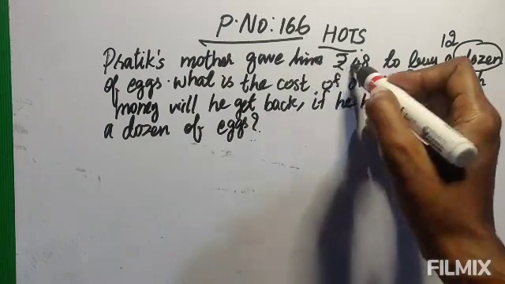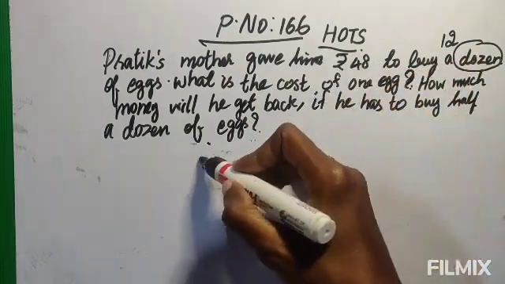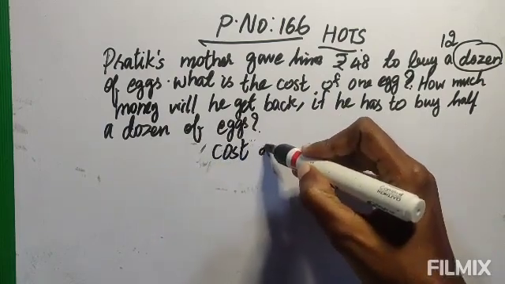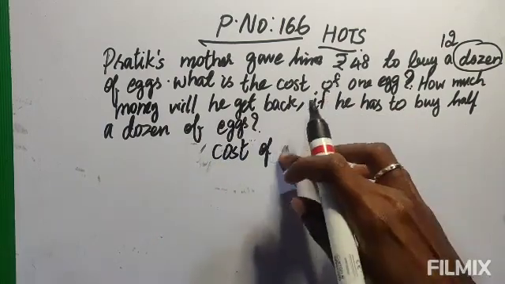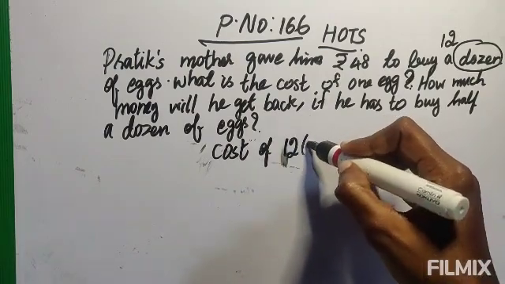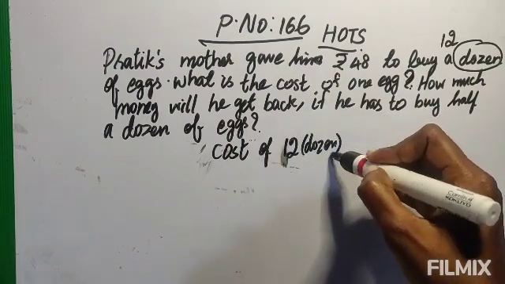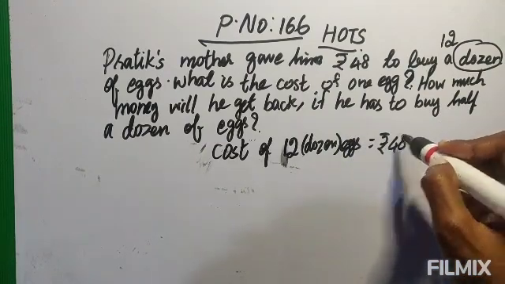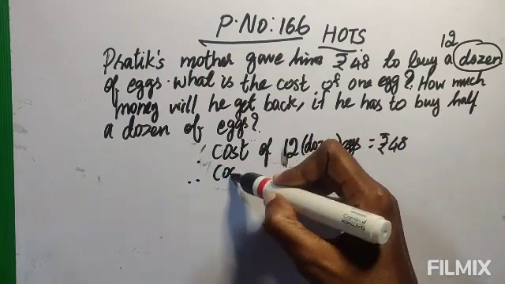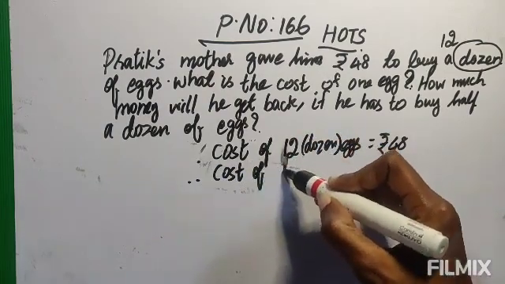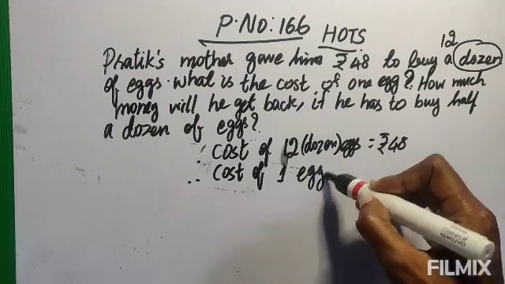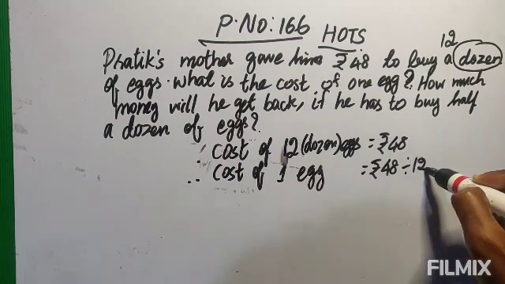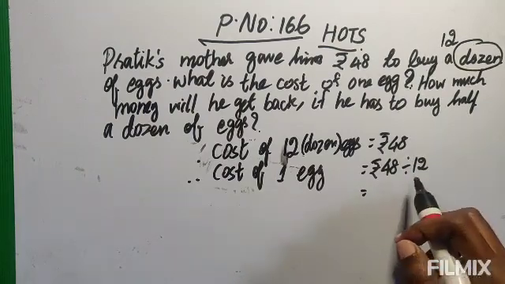Okay, so 48 rupees he is giving. Therefore, cost of 12 eggs, that is a dozen, equal to rupees 48. Therefore, cost of one egg equal to rupees 48 divided by 12. So 48 you have to divide by 12.